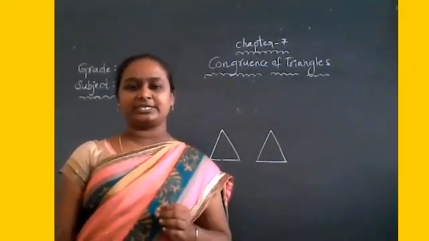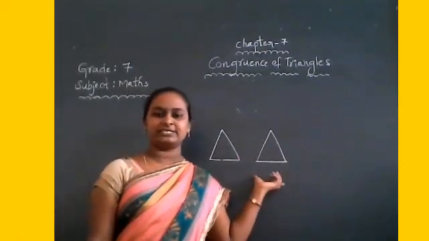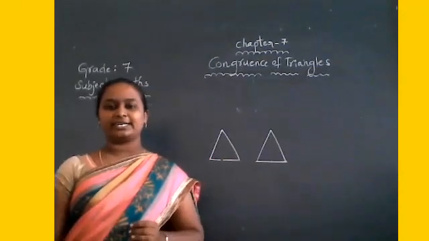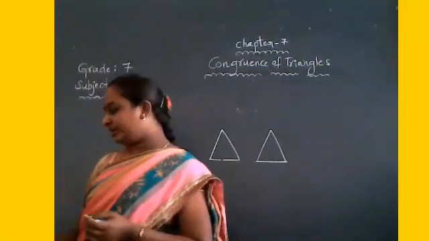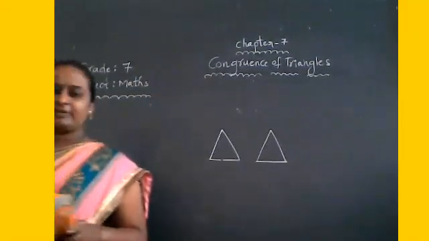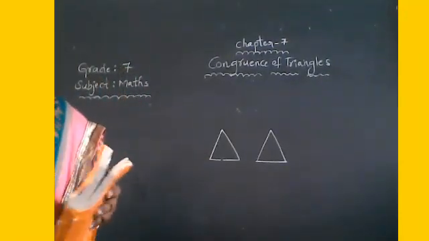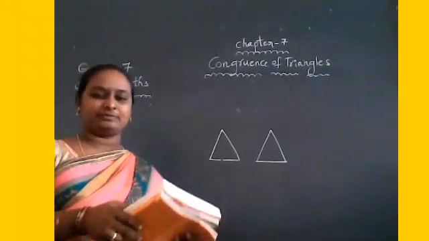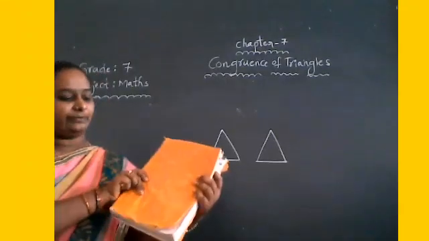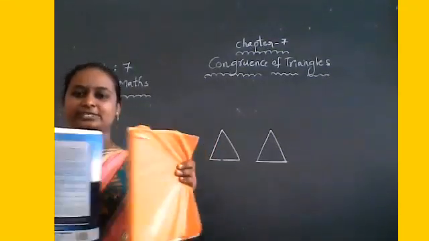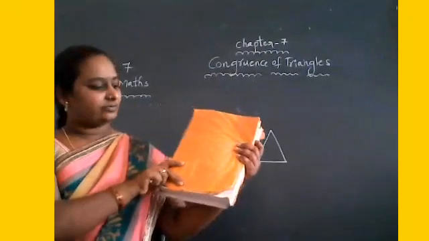If any objects have exactly the same shape and same size, such triangles are called congruent triangles. Suppose you take your textbooks. It is one textbook, your maths textbook. Here I am placing one over the other. I have taken two textbooks. There is one textbook and one more textbook. I am placing this textbook over this textbook.